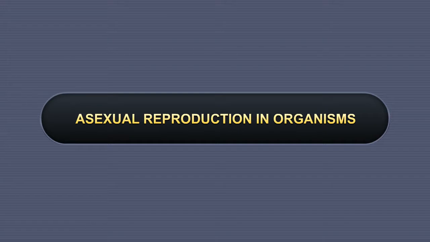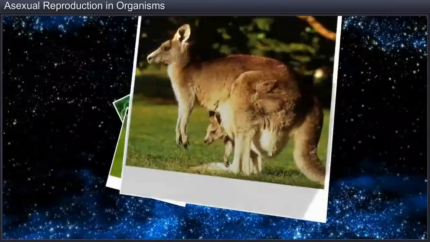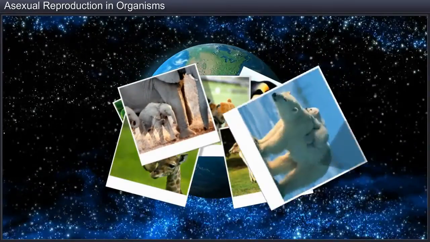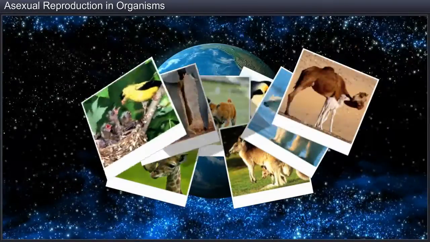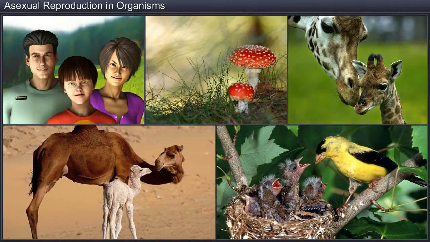In this module, you will learn about asexual reproduction in organisms. Our Earth is home to countless plant and animal species, all of which have a limited lifespan and are bound to die. Yet these species have existed for several thousands of years. That's because living organisms can reproduce.